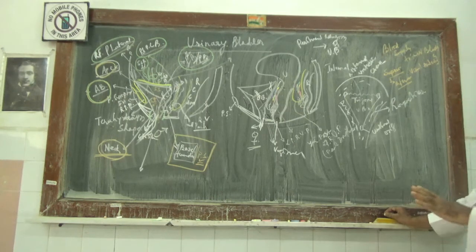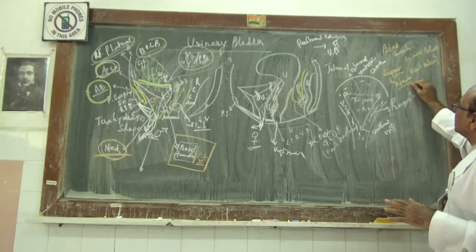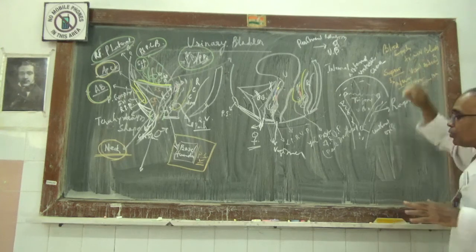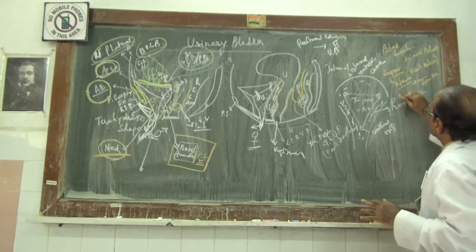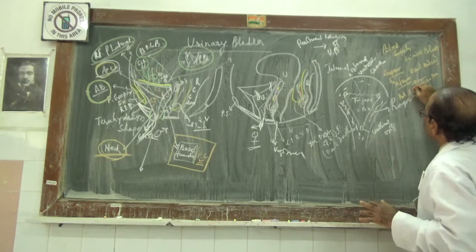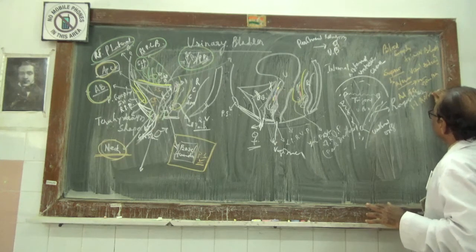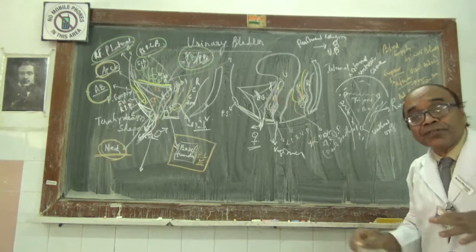Apart from that, in case of female, a few small arteries are also there. Those are the uterine and vaginal arteries, which are direct branches from the anterior trunk of the internal iliac artery. So this is the blood supply.